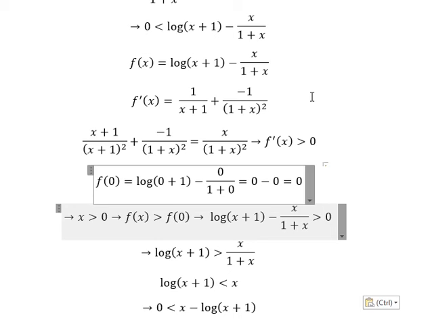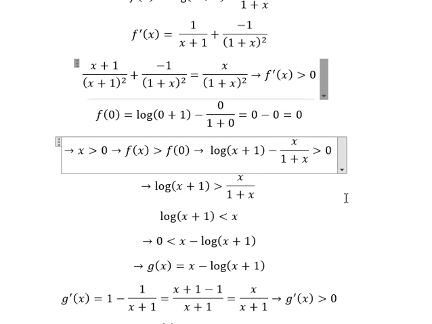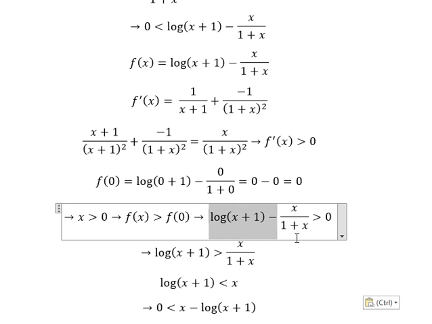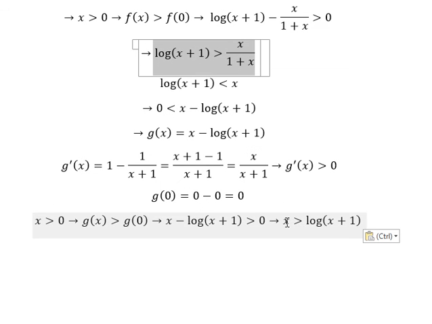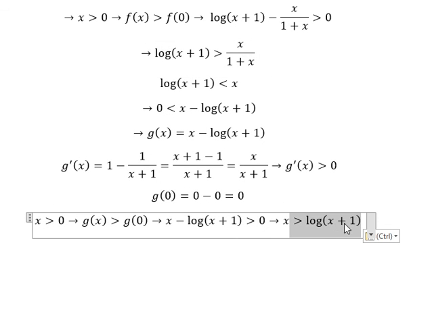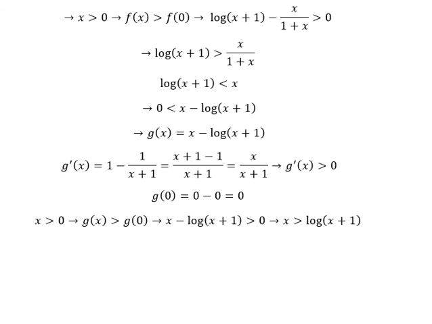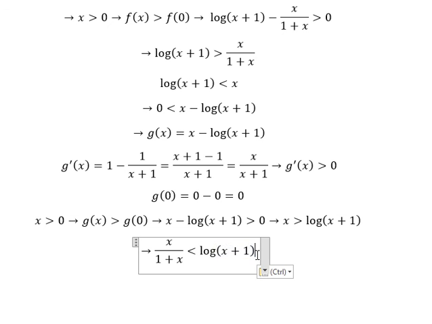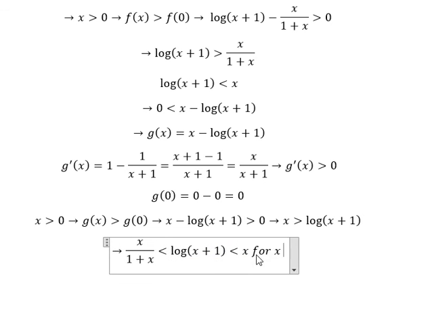After we prove in here, after we prove in here and here, now we can connect together. So we have this one is smaller than this one, and this one is smaller than x, for x is greater than 0.